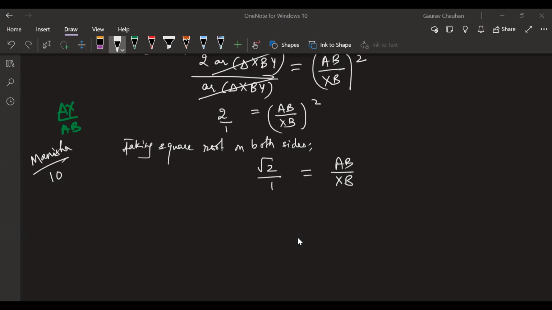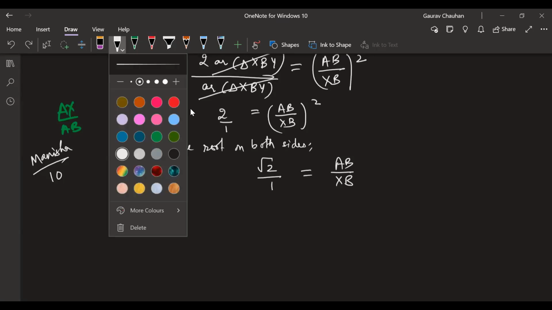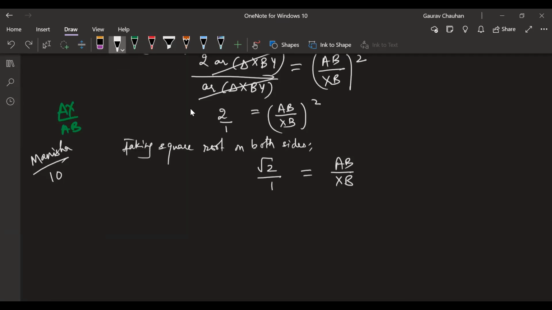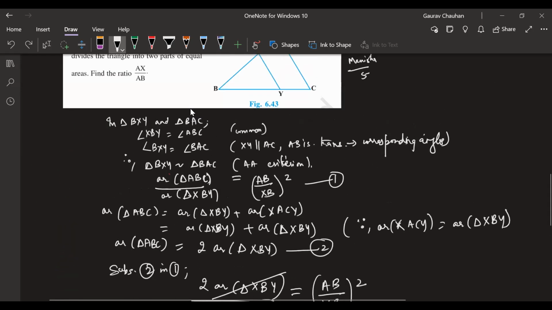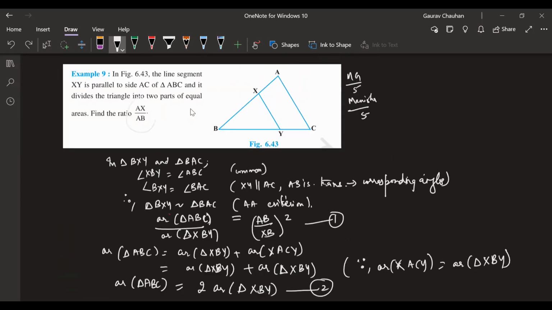Length cannot be negative. AB and XB are lengths. They cannot be negative. So there is no point in taking the negative root. Even if you take negative, it will cancel out numerator and denominator. But right now, length cannot be negative. So taking square root on both sides, I reach here. Now from AB by XB, I have to reach AX by AB.